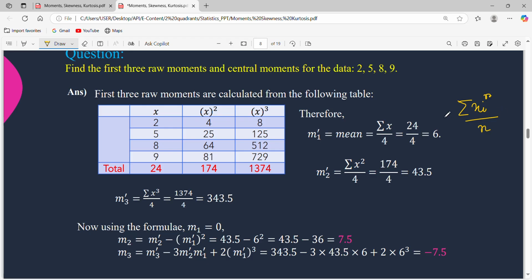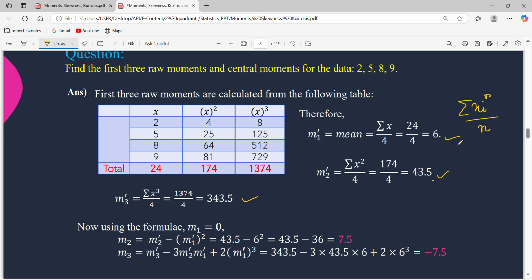So for this, first make the table. We need x, sum x square, and sum x cube. So accordingly, just put in all the data and find the sum value of x, the sum value of x square, and the sum value of x cube. So just see here m1 dash, m2 dash and m3 dash. That means we found the raw moments.